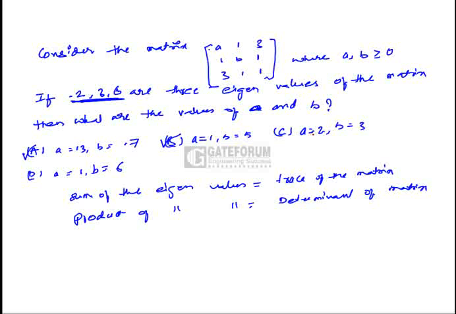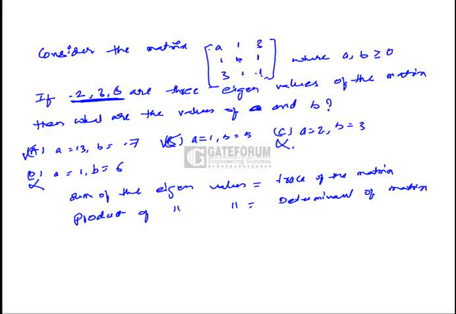If you see option C, we can eliminate option C. Why? Because here sum of A and B is 5 and 5 plus 1 is 6. So trace of the matrix is 6, but sum of the eigenvalues is 7. So we can eliminate option C. If we see option D, sum of A plus B is 7, and 7 plus 1 is 8. Here trace of the matrix is becoming 8, but sum of eigenvalues is 7. So we can eliminate even option D. So there is a chance for option A and option B.